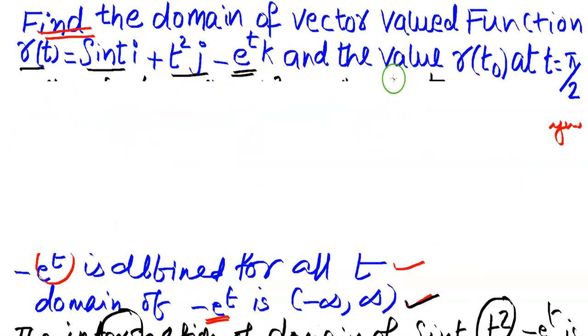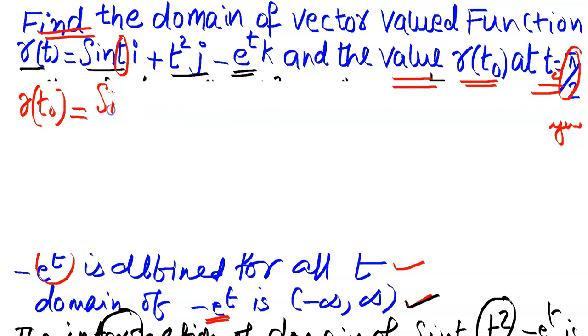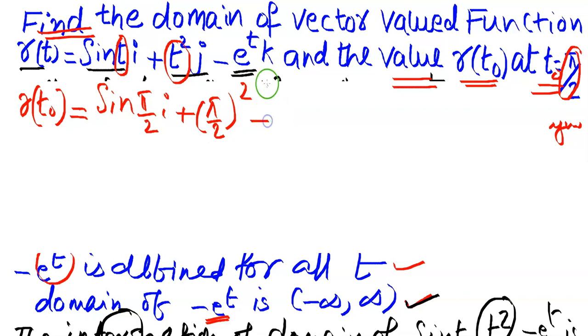Find value of r of t naught at t naught is equal to pi by 2. r of t naught is equal to sin t i. t replace ചെയ്തിട്ട് pi by 2 കൊടുക്കുക. sin pi by 2 i plus t square j. t ക്ക് പകരം pi by 2 കൊടുക്കുക. pi by 2 whole square minus e raised to t k. e raised to t ക്ക് പകരം pi by 2 കൊടുക്കുക. pi by 2 k.